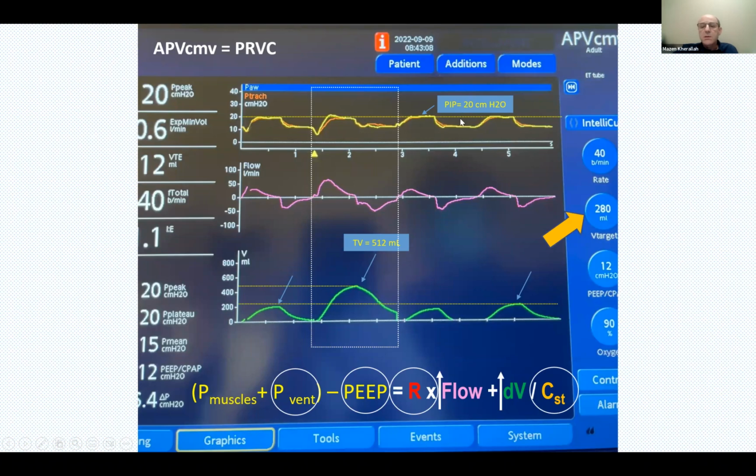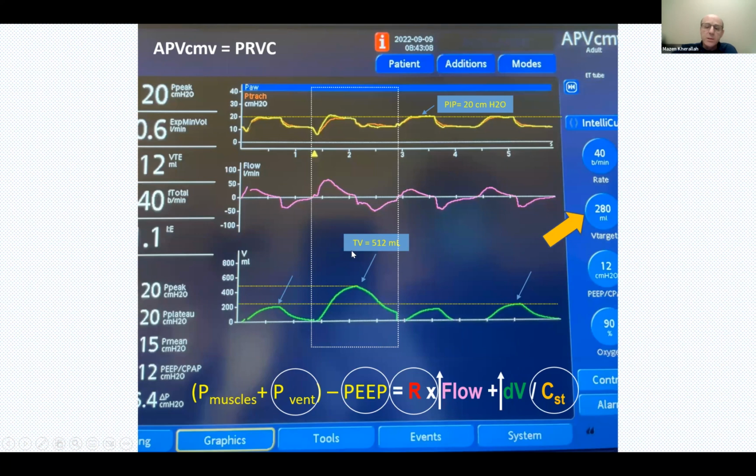It's a very non-compliant system, but it's not that severe. I think we can open up some alveoli with more PEEP here, but this is not what I wanted to discuss. What it looks like is this patient is actually delivering the 280. However, take a look at this one. The tidal volume that is delivered is 512, which is way higher than your target.